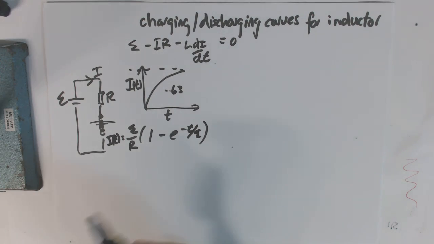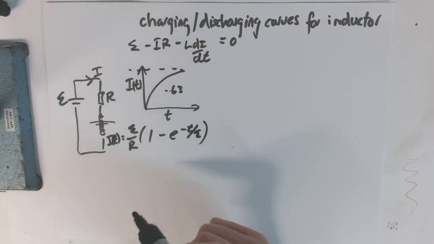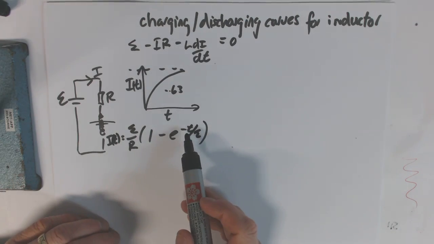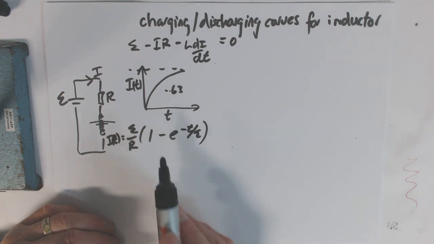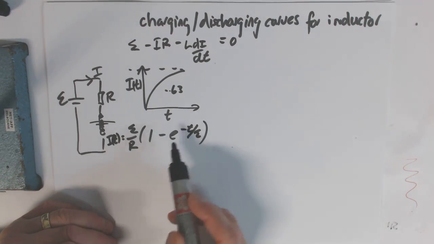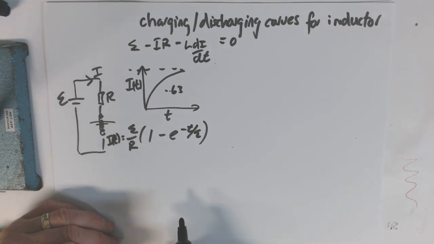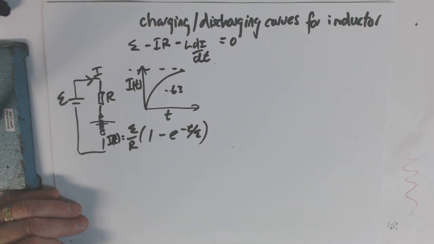Alright, and we have seen with our capacitor curves where the 0.63 comes from. It's just e to the minus t over the time constant. When the time equals the time constant, it's e to the minus 1, which is 1 over e, which is 1 over 2.7, which equals 0.37. 1 minus 0.37 equals 0.63. So that's the curve for the current charging.